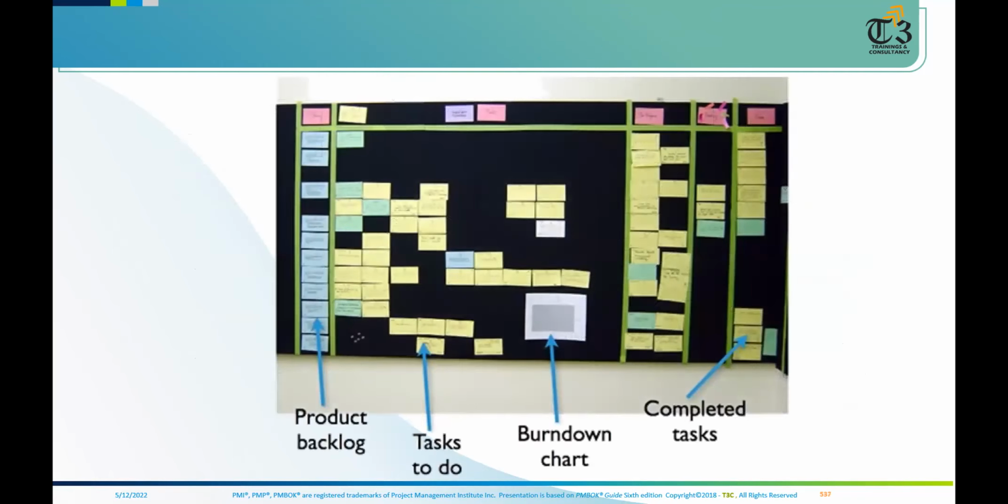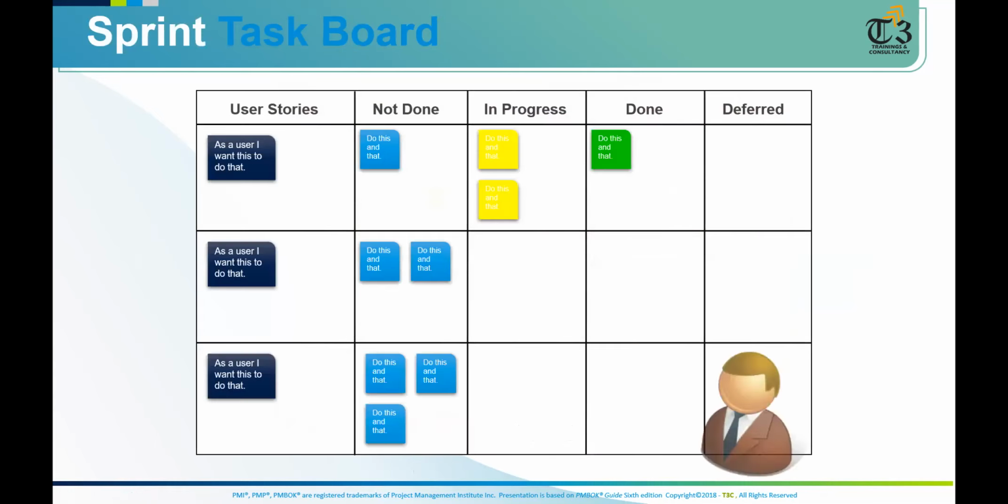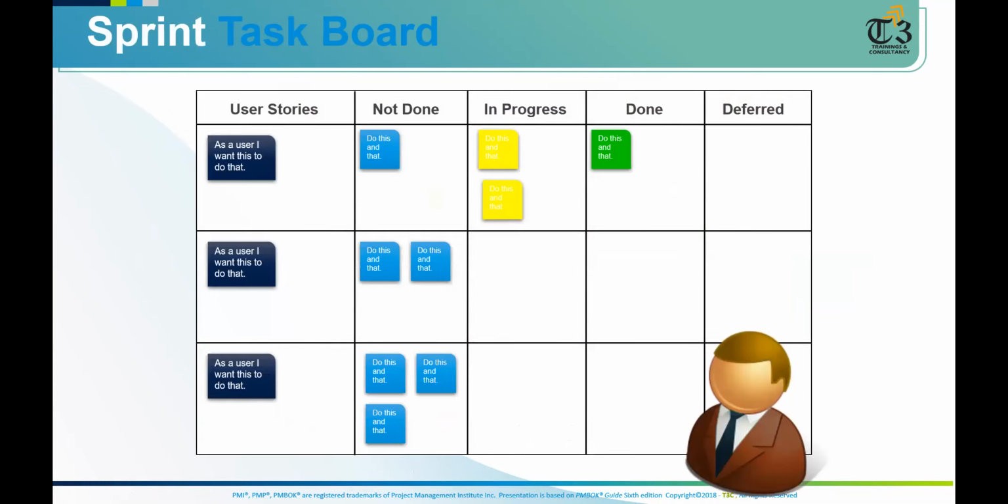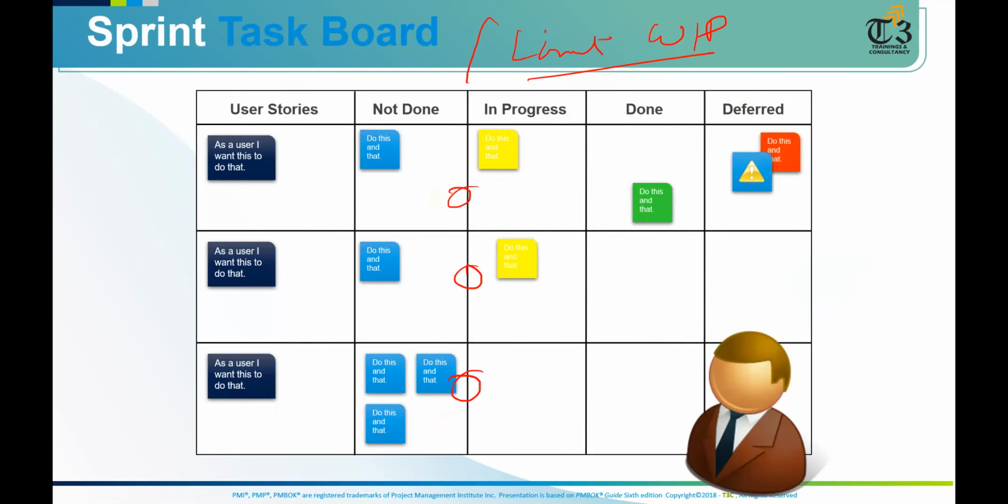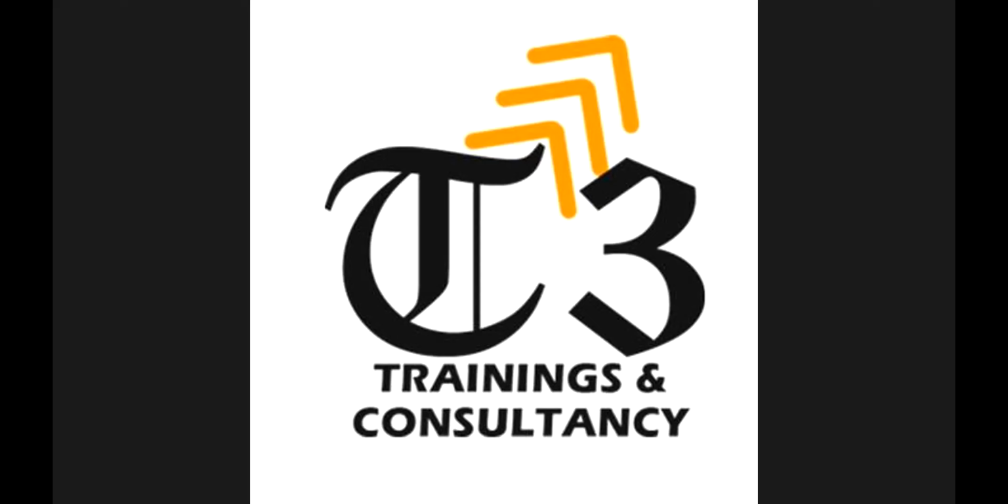For information, we use information radiators, or we can use task boards, Kanban boards, or agile boards to measure performance. The purpose of a task board or Kanban board is to limit the work in progress, avoid multitasking, and remove bottlenecks. This is the advantage of the Kanban board. And this is the burn up chart. The burn up chart shows how much work is completed. The burn down chart shows how much work remains.